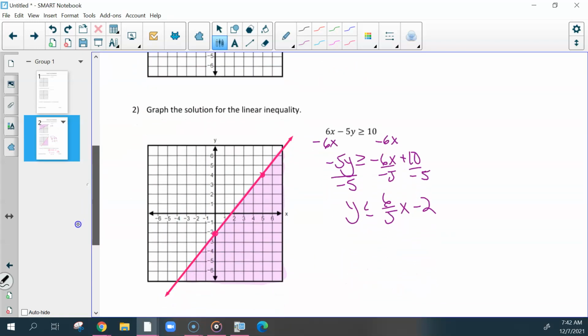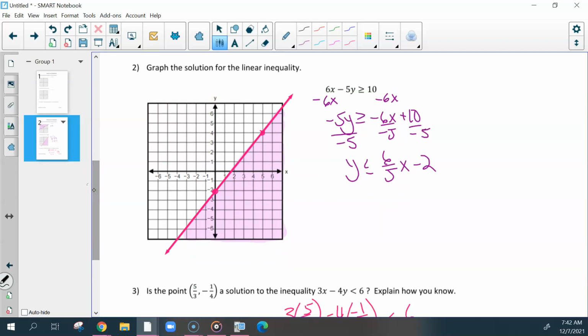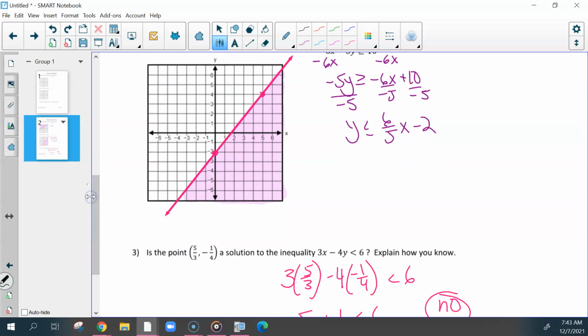Number 2, you needed to solve that one, get it in slope-intercept form first. So subtract your 6x, divide everything by negative 5. Remember that when you're dividing, your sign needs to change because you're dividing by a negative. Your equation should have been y is less than or equal to 6/5 x minus 2.